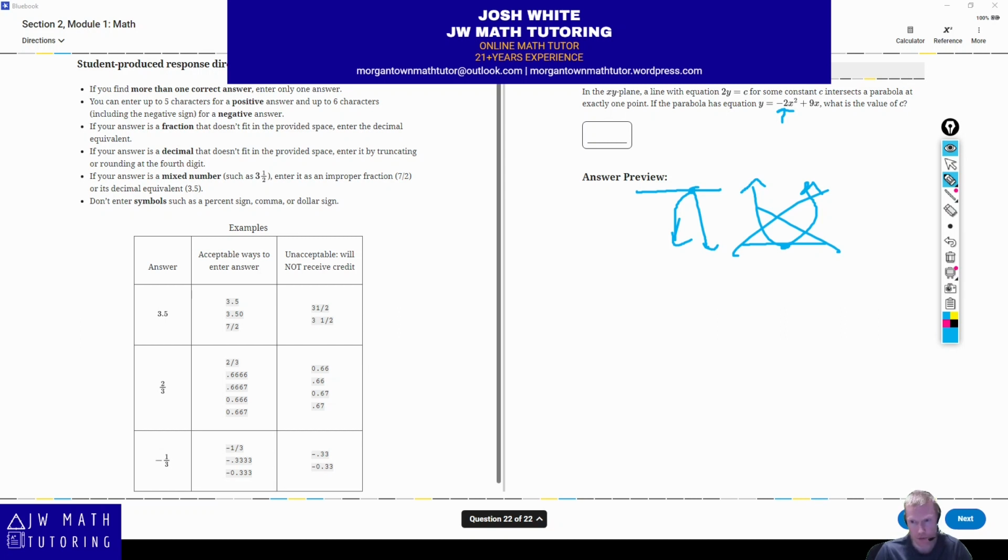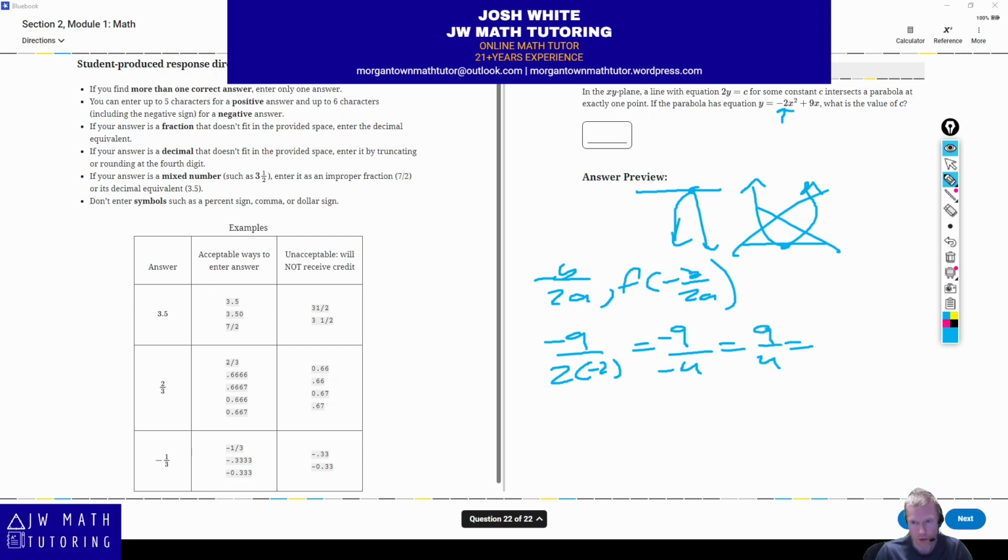I'm going to find the vertex by using the formula negative b over 2a, and then evaluating that in the function. So I take negative 9 and I divide it by 2 times negative 2. So I get negative 9 over negative 4, which is just 9 over 4, or 2.25. Okay, that's my h, that's my x coordinate of my vertex.